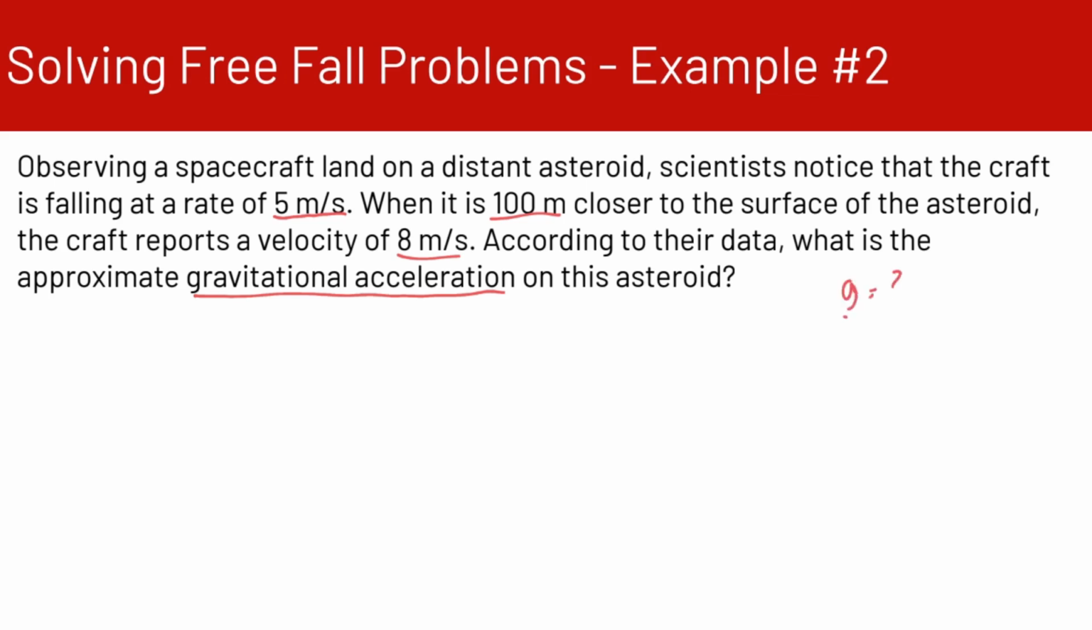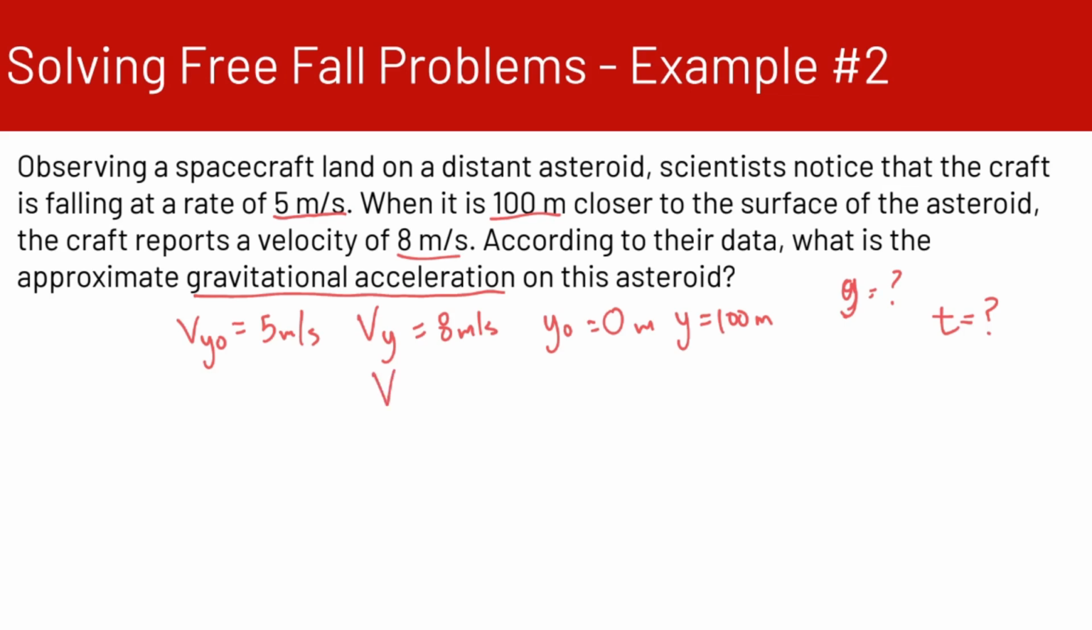So what is g? Okay, so we are given initial velocity, Vy naught is 5 meters per second. We're given final velocity, so Vy is equal to 8 meters per second. And we're given y naught, we could say is 0 meters, and y is 100 meters. So we don't have time. We don't know how long it takes, but we are given all of this information, and we're looking for g.